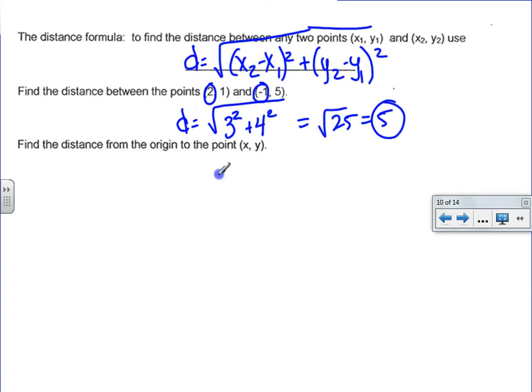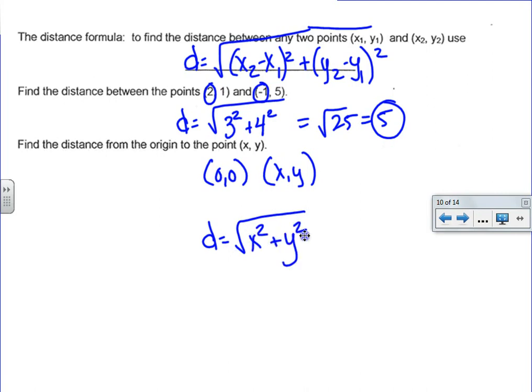Find the distance from the origin to point xy. So the origin would be the point 0, 0, and then any generic point xy looks like that. So if I'm doing distance formula, the distance between 0 and x is just going to be x units. So I'm going to call that x and then square it. Same thing with the y's. And since I don't actually have numbers, I can't solve. So this is the generic formula for the distance from any point to the origin.